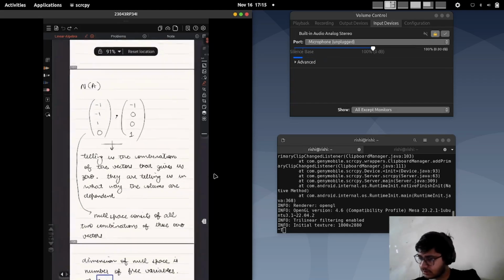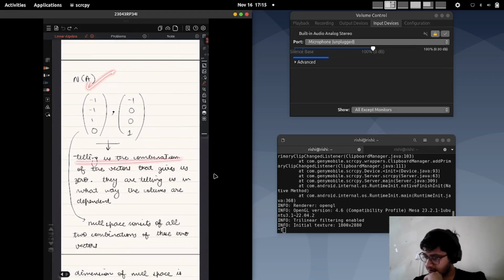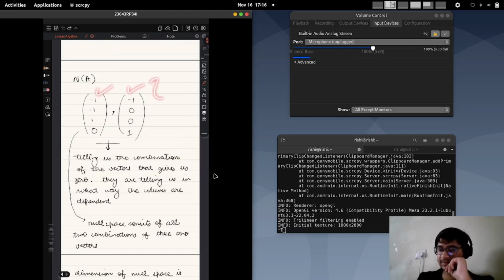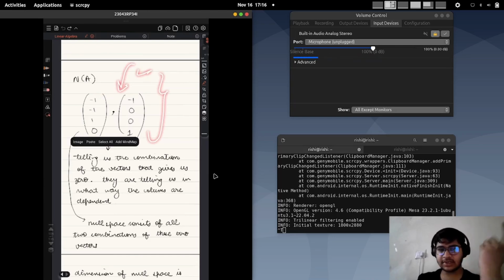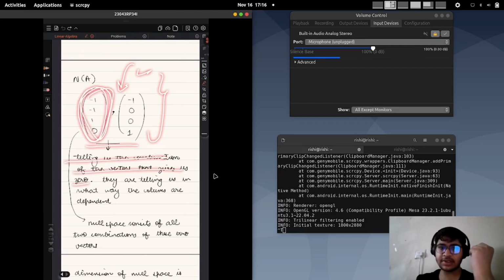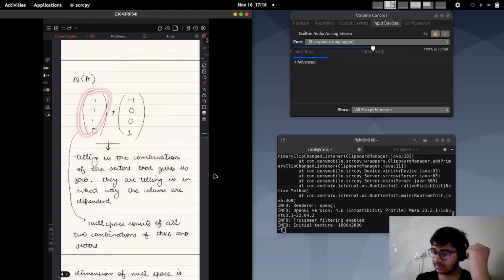So let's talk about the null space of A then. It tells us the combinations of the vectors that give us 0. They are telling us in what way the columns are dependent. So if that is telling us a combination of vectors of that matrix that will give us 0, we know that from this, but intuitively they are also telling us in what way the columns are dependent.